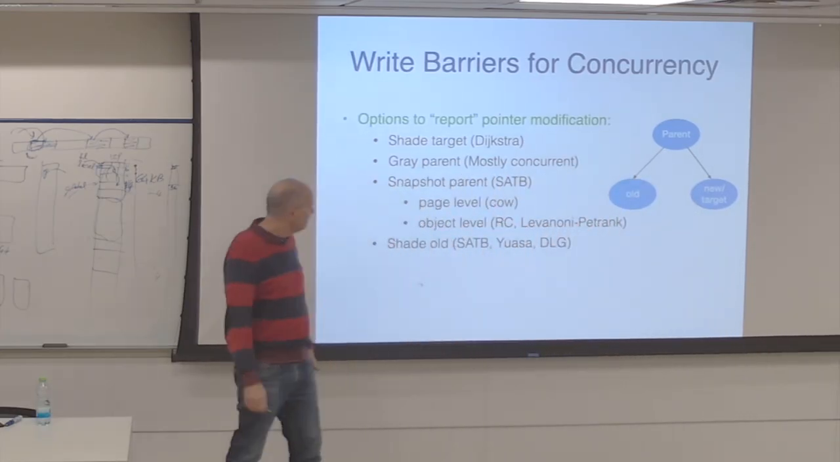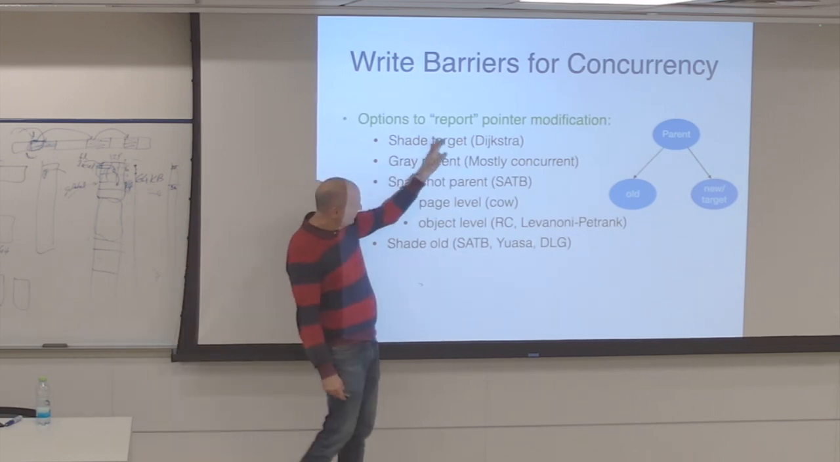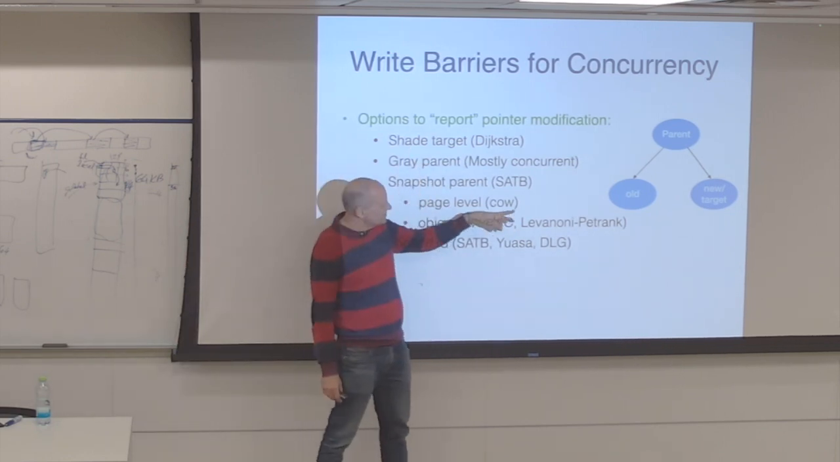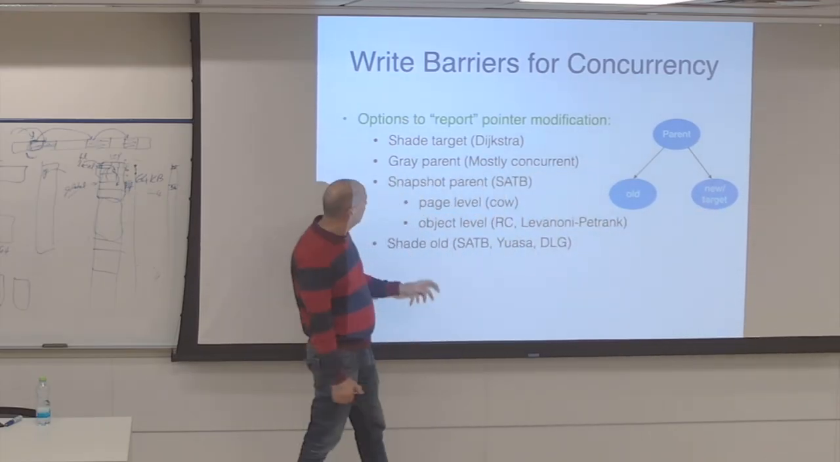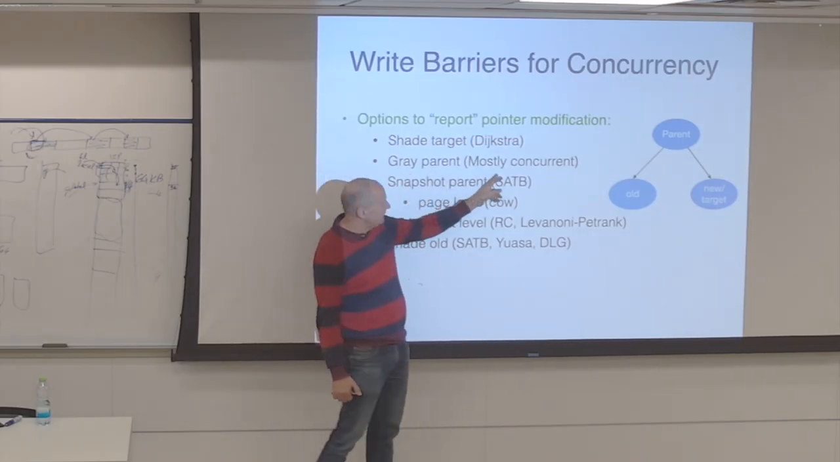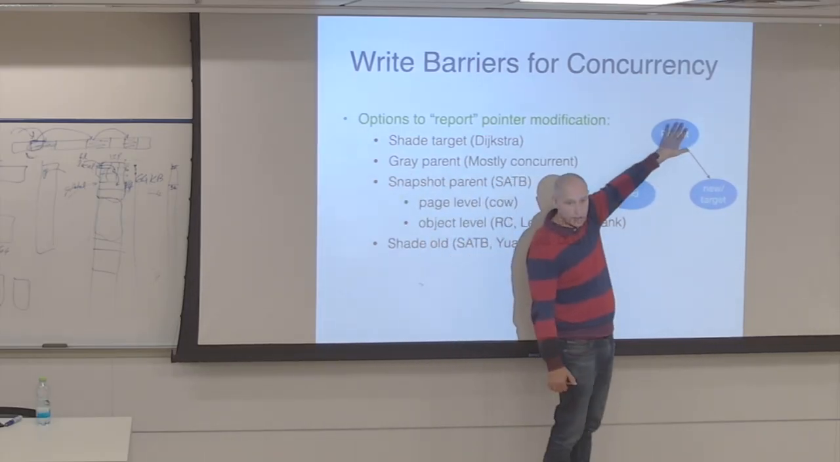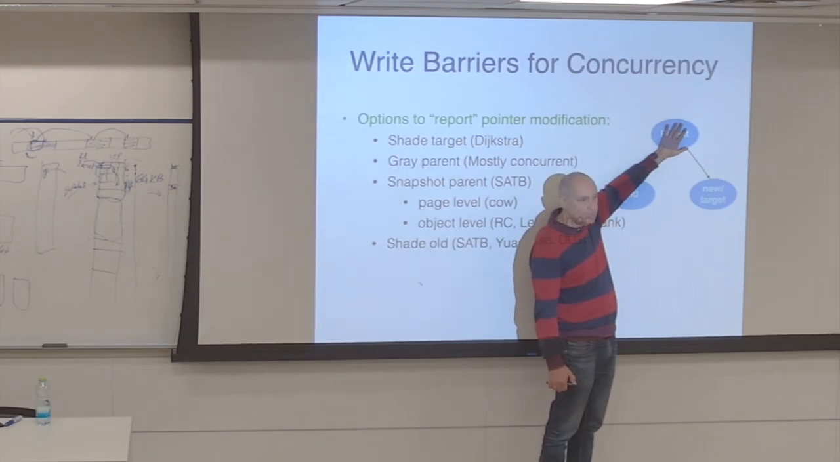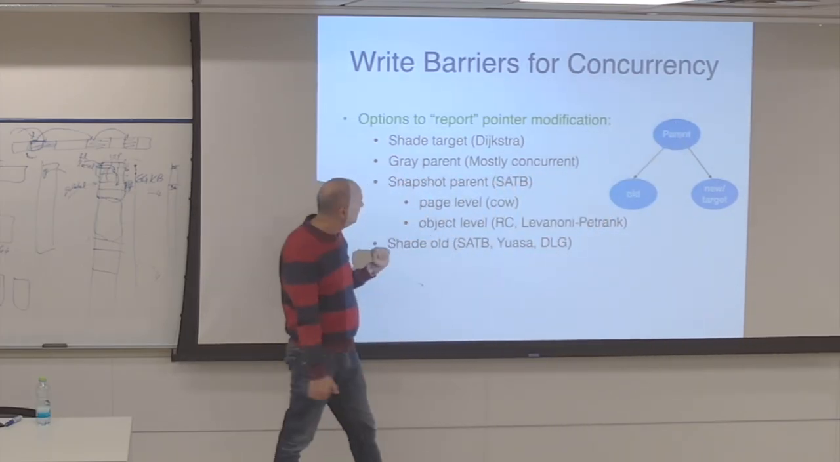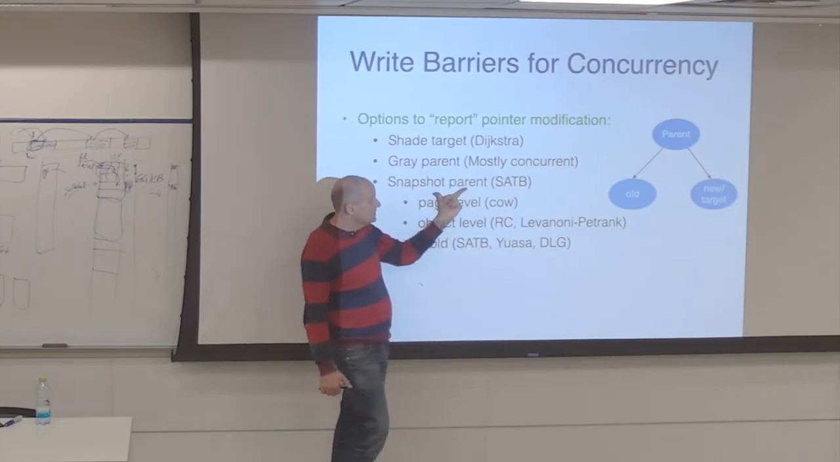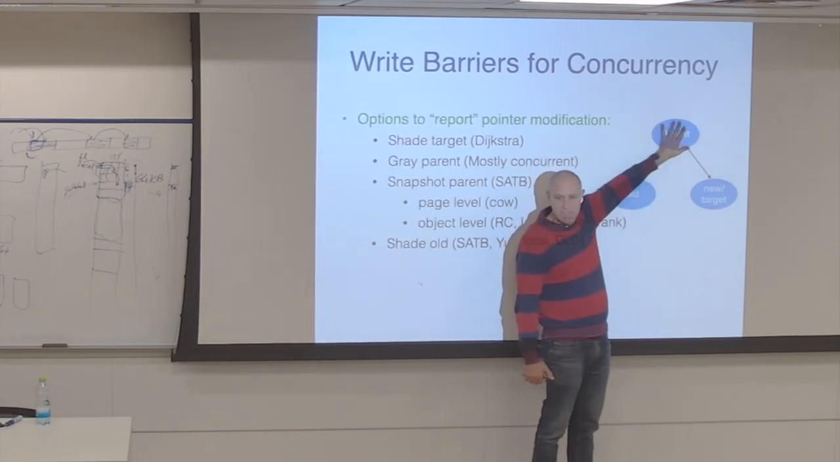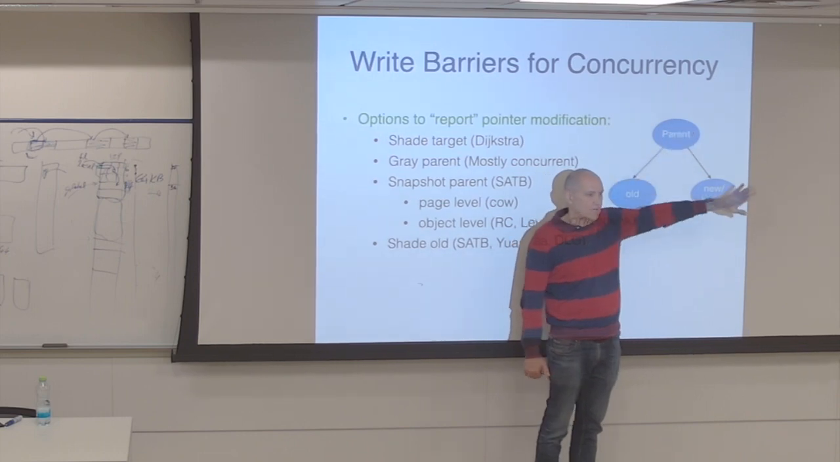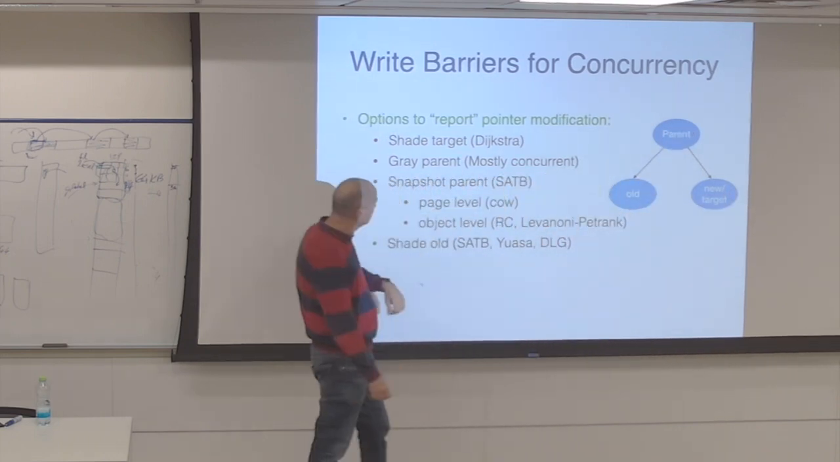Okay, and now you have to decide what to do. I'll go through each of these, but Dijkstra says we shade the new or the target, and then you could gray the parent. Mostly concurrent says if I change something, I want you to look at it again. This was the mostly concurrent collector. Then there was snapshot the parent, like we did with reference counting. We said, if something changes, I want to keep its original state in some buffers. Actually, let's go over each of them.